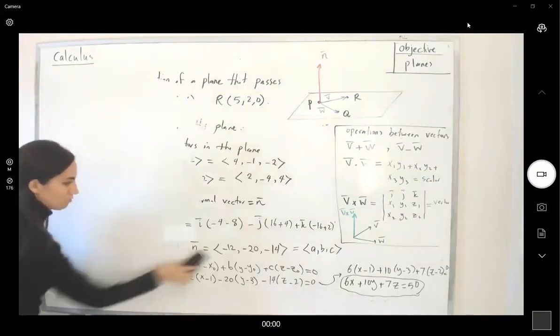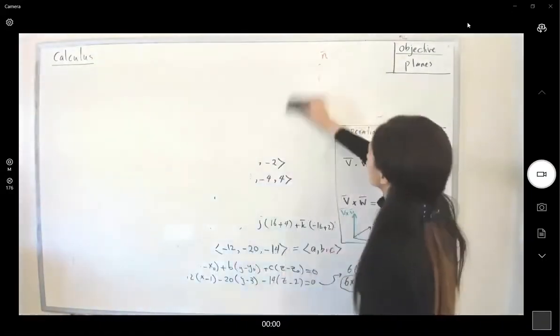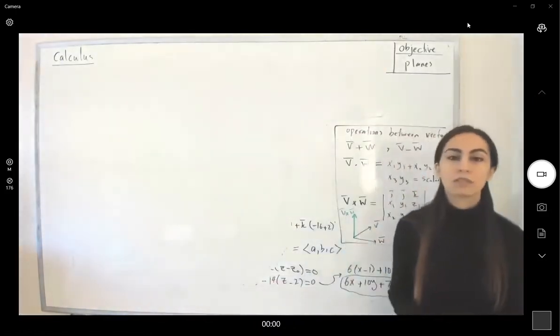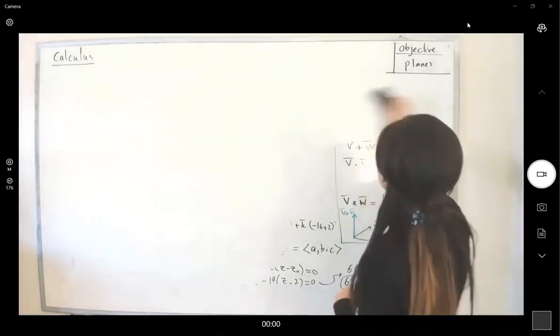So when we have the dot product and cross product between two vectors, you can actually use that information to find the angle between two vectors. How do we do that?